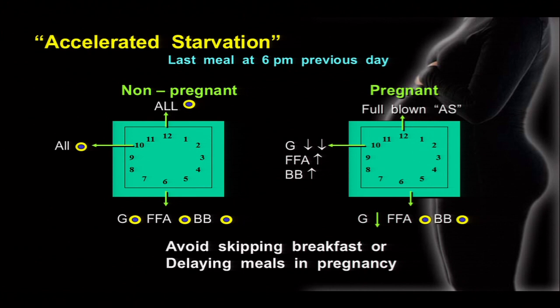Now, this is what happens in non-pregnant women. In non-pregnant women, after an overnight fast, you will find the levels of glucose, free fatty acid and beta-hydroxybutyrate are normal. They continue to be normal at 10 o'clock. They continue to be normal at 12 noon, even at 18 hours.